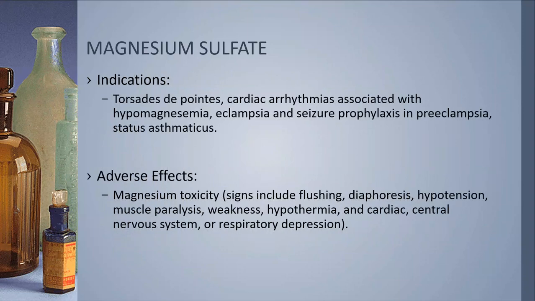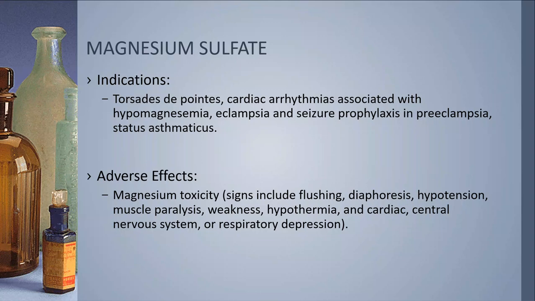Now, with mag sulfate, mag is indicated for torsades, but it can also be indicated in patients that have status asthmaticus. Briefly put, status asthmaticus is a condition in which you've done everything you can to get your patient's asthma attack to stop, to break it, and nothing that you've done is working. And now we've got to go over to something else, and so we're going to go with mag sulfate.